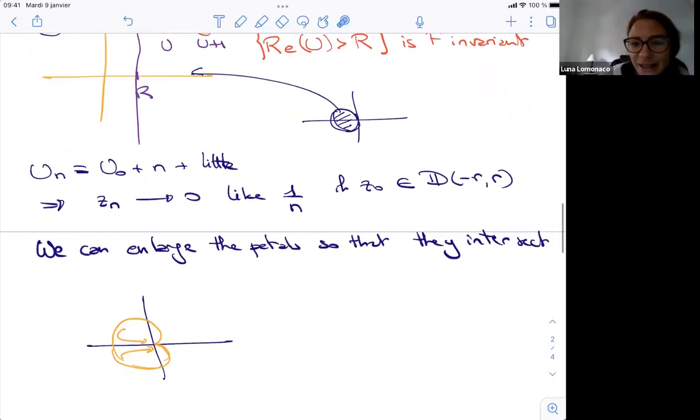I was just saying that the disk has boundary zero, right? At zero on the boundary, yes. Yes, because it's written minus R, R. Well, it's okay. No, it's me being stupid. The center is minus R and the radius is R.